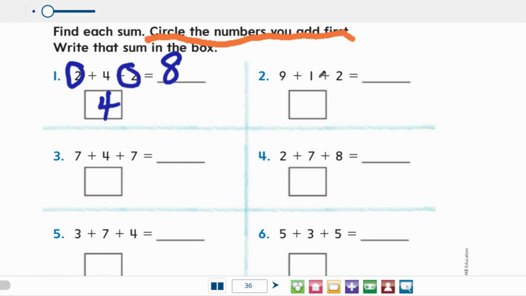We've got 9 plus 1 plus 2. Well, I don't see any doubles facts. I don't see any near doubles, but what I do see is that 9 plus 1 is 10. So I've got 10. Now the last part is add my 10 plus 2 more. So 10, 11, 12 would be my answer for that part. Let's check out number 3.